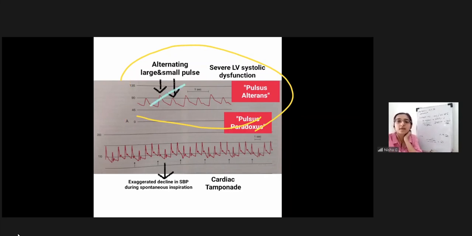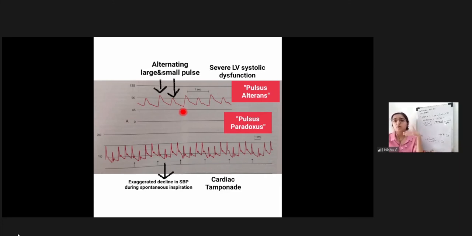Then you have what I've shown you down here. You can see the decline in the systolic BP over here. See, here also systolic BP, right? The peak tells me the systolic BP. Here the peaks are going up and down, but not very much. There's not a lot of difference.